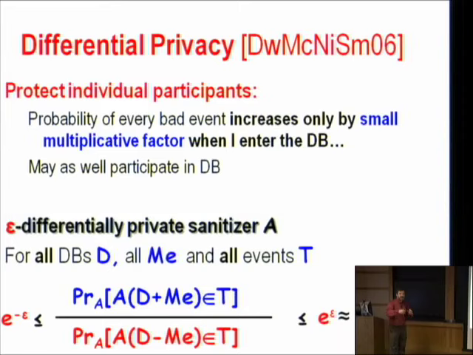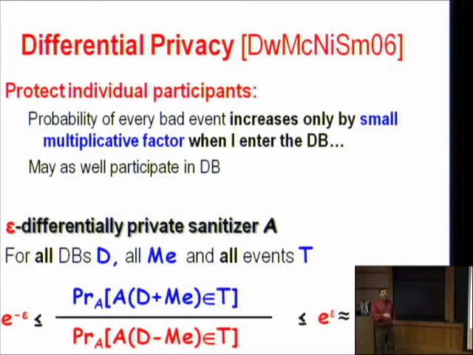So we say that it's epsilon differentially private if for all databases, all individuals me, and all possible events T, the probability that the output of the sanitization is in T, whether I'm in the database or not in the database, the ratio between these is between e to the minus epsilon and e to the plus epsilon, roughly 1 plus or minus epsilon. So this is the notion.